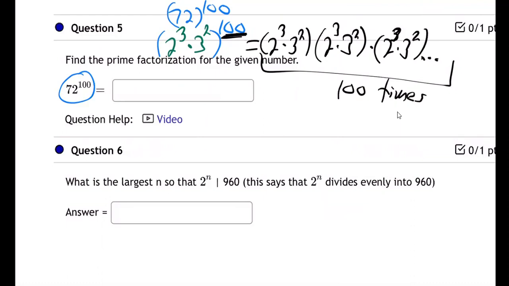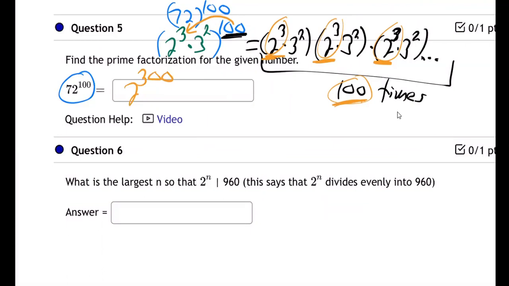So therefore, we have 2 to the 3rd 100 times. So how many 2's are we going to have all together? We have 3 2's, 3 2's, 3 2's, 100 times. So how many 2's? 300, right? If you have 3 2's 100 times, you have 300 2's, don't you?